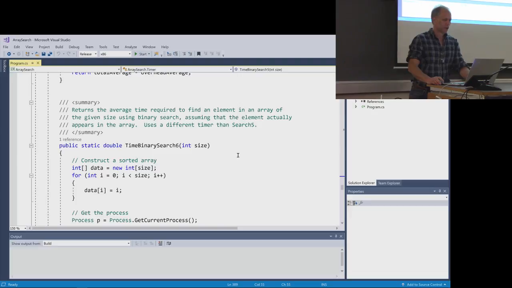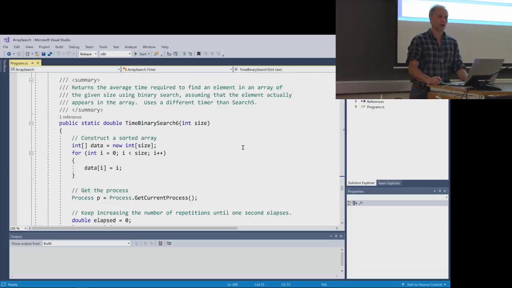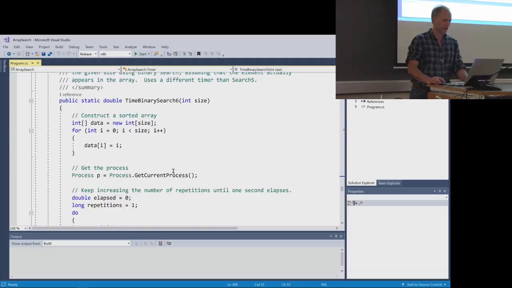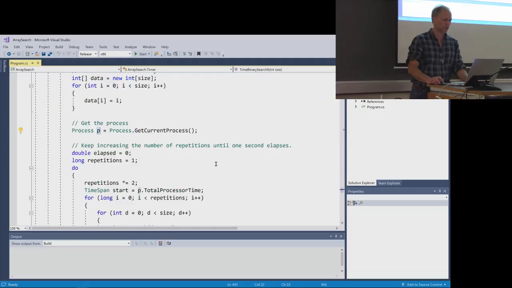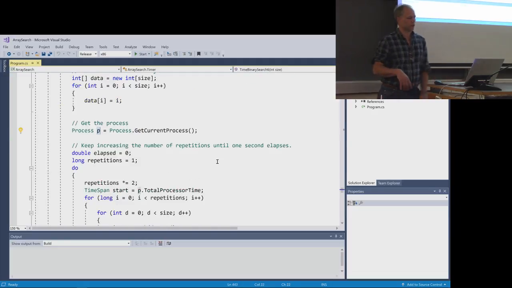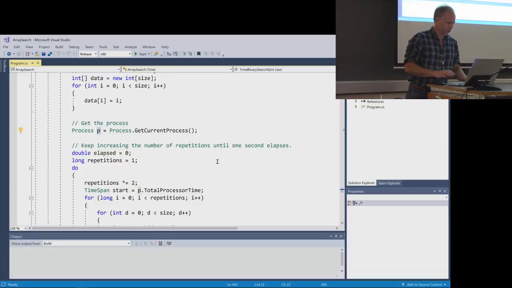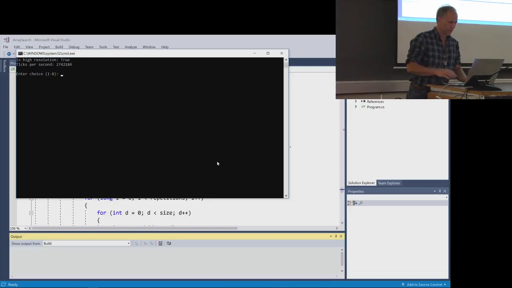Okay, so number 6 just uses a different timer. I was using a stopwatch. There's also something that tries to measure just the time spent on the process as opposed to clock time. So the stopwatch is clock time. This is supposed to be time on this process. So this is just 6.